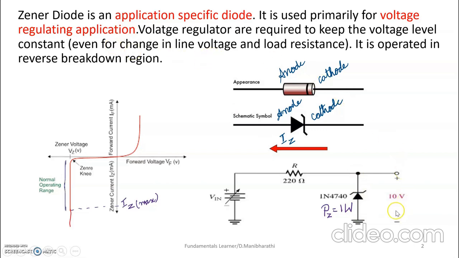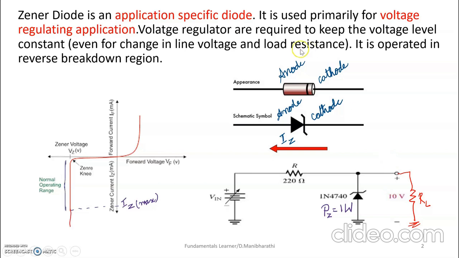As well, what about this point? This is where I am going to connect my load, right? This is the point where I am going to connect my load resistance, or I can simply say RL. When the RL is changing, definitely the voltage would be changing. So if I put a Zener diode, even though the RL is changing, the voltage will always be kept constant at 10 volt. This application is called the voltage regulating application.